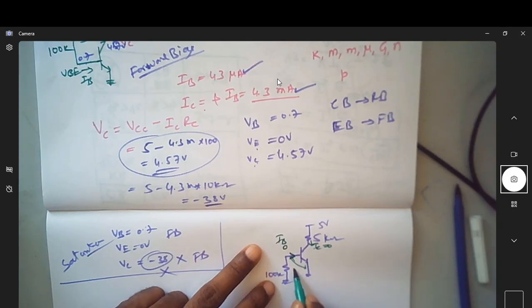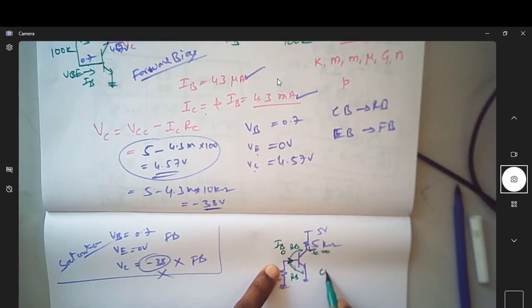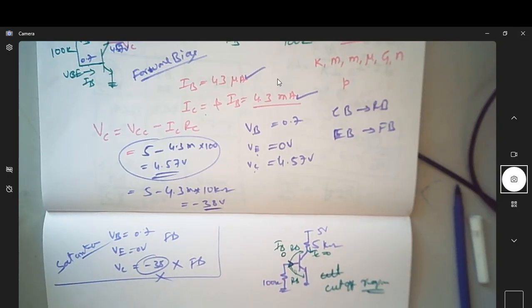This is reverse biased. How about this? This is also reverse biased. So now, when both are reverse biased, you can certainly see this is in cutoff region. Cutoff region. Fine.